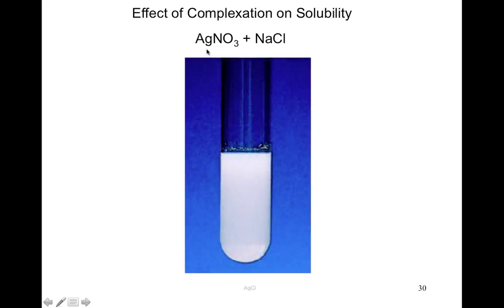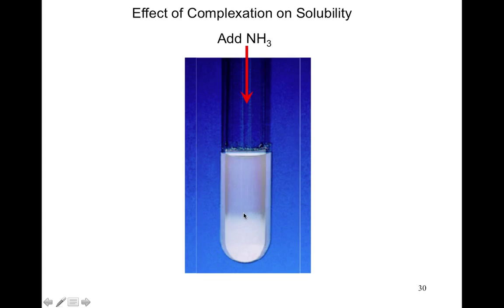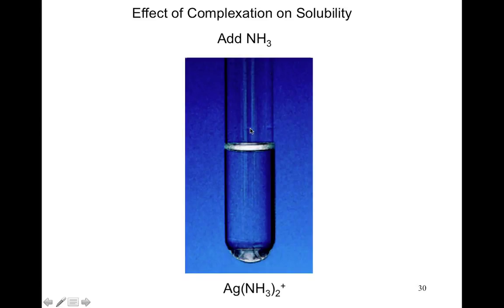So how does this change solubility? Well, here we have a silver nitrate and a salt, and if we can form a complex ion, we can actually change what's dissolving in this. So we add ammonia, and we end up getting the silver ammonia 2+ ion, and we are forming this complex ion and changing completely what's going on in this test tube.